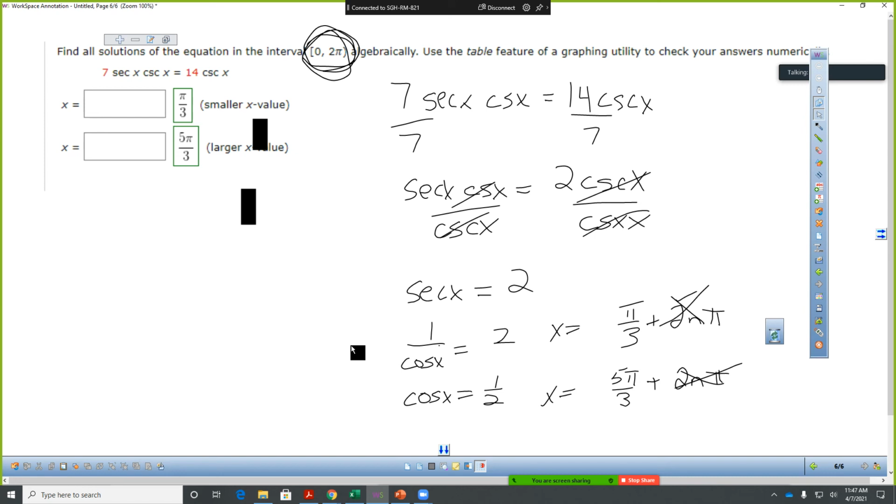All right, so basically we're just solving down to where we can get sine, cosine, and tangent equal to a number. We go to our unit circle and find out what angles equal that, and then that's basically how you solve these trig functions.